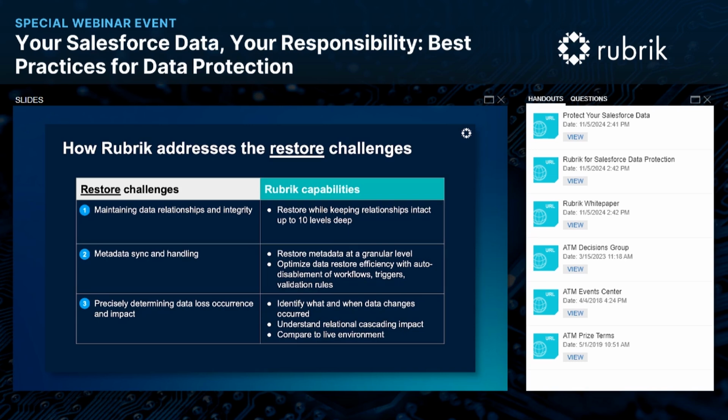The second piece is all around understanding that cascading impact. So our solution is able to detect and understand what is all the other related data that also needs to get restored with the root objects that you selected. So what other data got impacted, either deleted or modified, that we also need to bring with that root object.